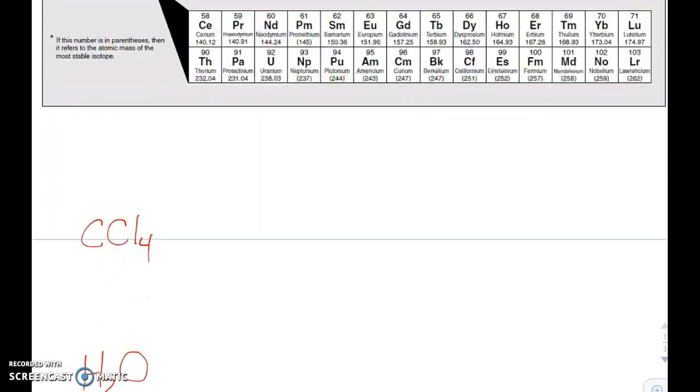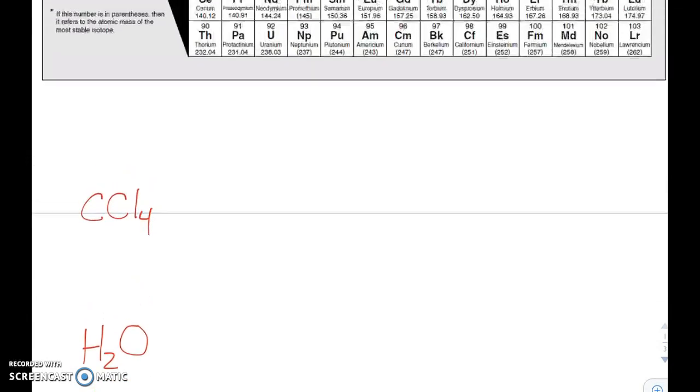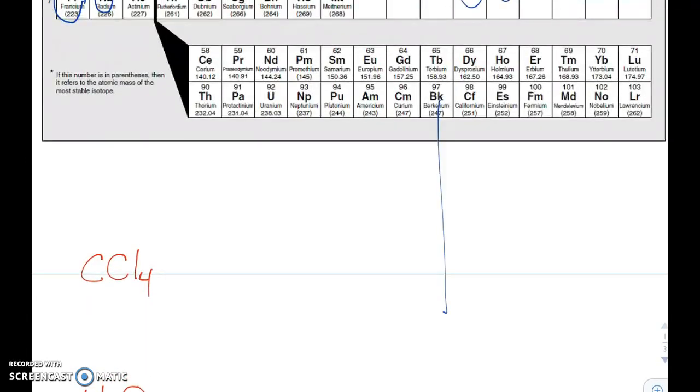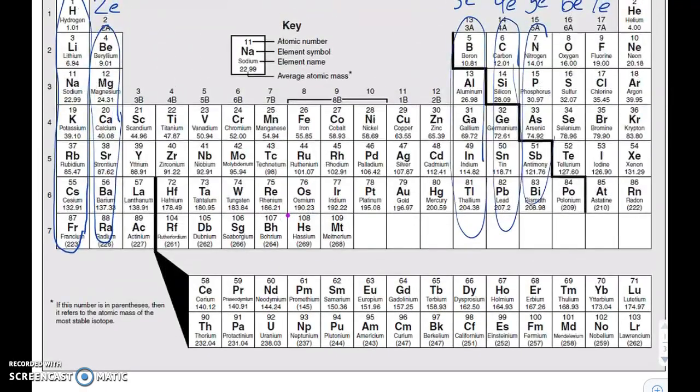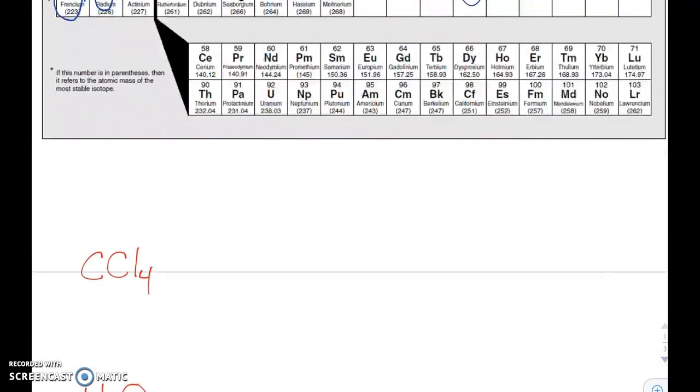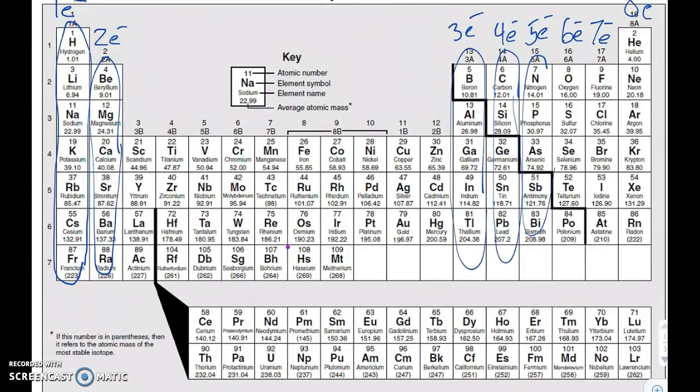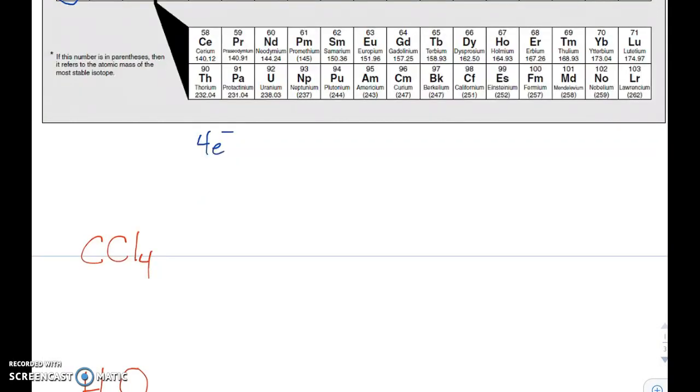So let's jump in, let's try some. If you see something like CCl4, you go, okay, well, carbon has, if you see up here, find carbon. Carbon has 4 valence electrons, and chlorine has 7 valence electrons, but there's 4 of them. So I'm going to go 7 times 4, 7 electrons times 4 equals 28 electrons.